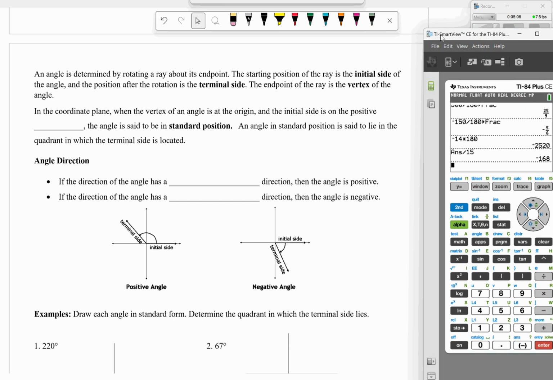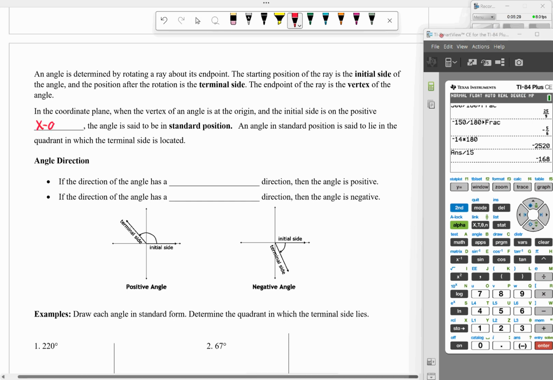All right. An angle is determined by rotating a ray about its endpoint. The starting position of the ray is the initial side of the angle, and the position after the rotation is the terminal side. The endpoint of the ray is the vertex of the angle. In the coordinate plane, when the vertex of the angle is at the origin and the initial side is on the positive x-axis, the angle is said to be in standard position.